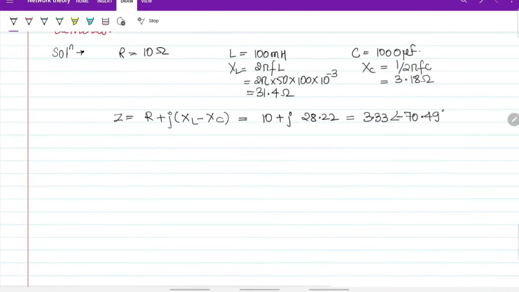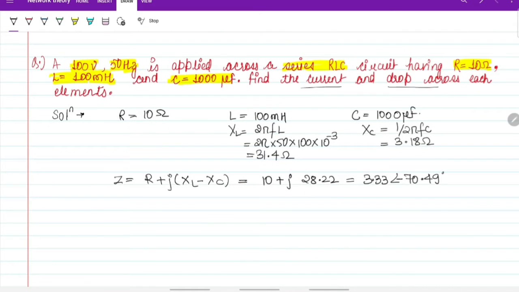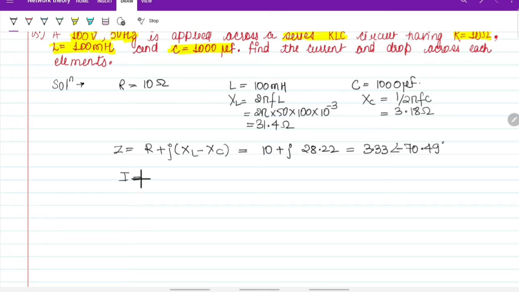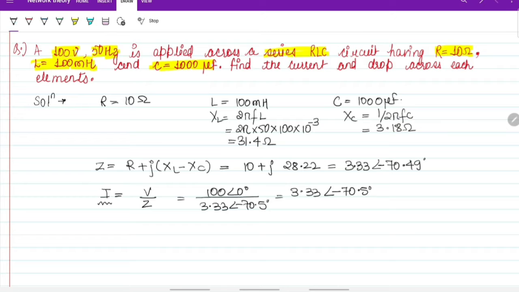Now we need to find current and drop. So to find current, I will be equal to V by Z. V is 100 at an angle of 0, and Z is 3.33 at an angle of 70.5 degree. This will give you 3.33 at an angle of minus 70.5 degree. Please correct this value to plus, this will be plus 70, and this will also be plus 70.